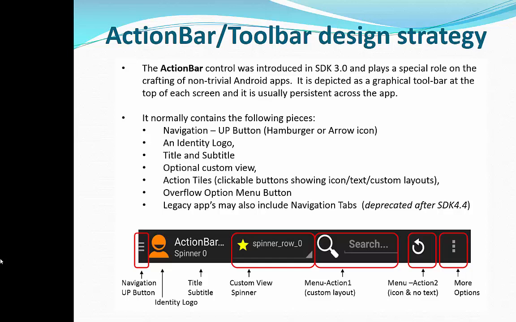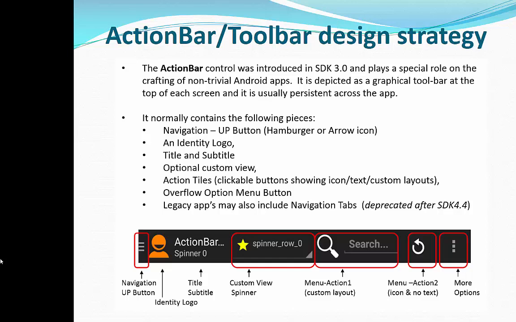Visually, no difference. The only difference is that Android is evolving, and SDK 3 has the action bar as one control element that plays the role of creating the top menu. It's depicted as a graphical toolbar at the top of each screen, and it's usually persistent across the application because this is a main menu, right? Or options menu or control menu. These are the same words I'm using that they use in the book, in the text.